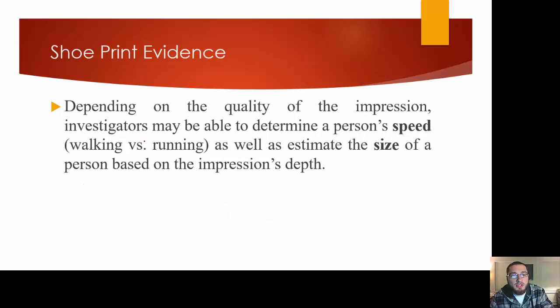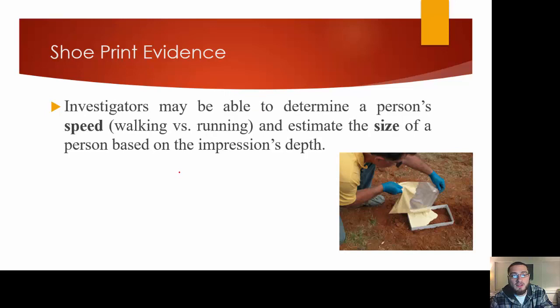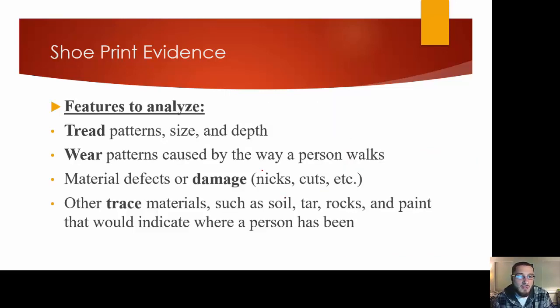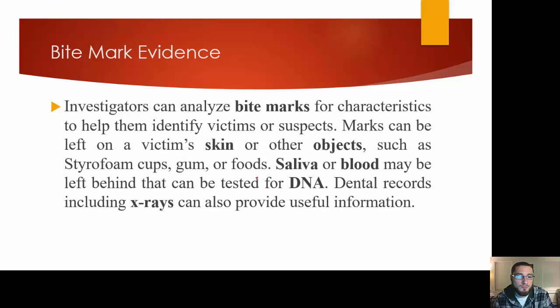Depending on the quality of the impression, investigators may be able to determine a person's speed, walking or running, as well as establish the size of a person based on the impression's depth. We see that if they are elongated, if you ever run in the snow, you'll see that your footprints are very elongated from you running, and that is going to tell you that you are running, as opposed to if they're shorter or they're just the size of your actual shoe, then you're going to see that the person was walking.